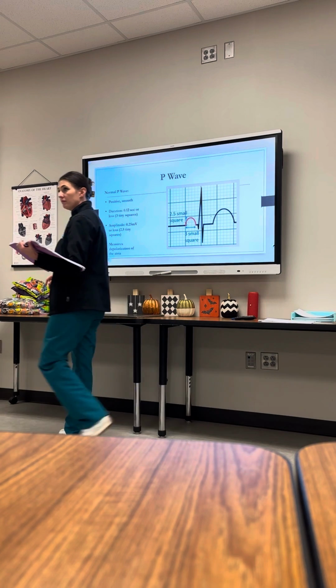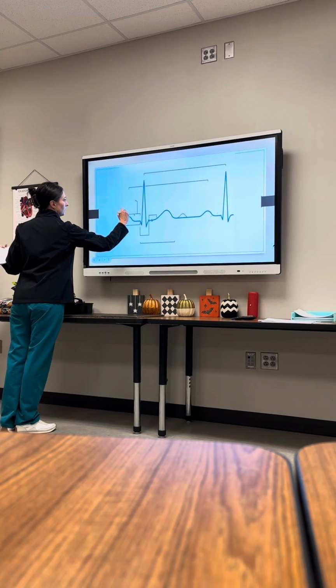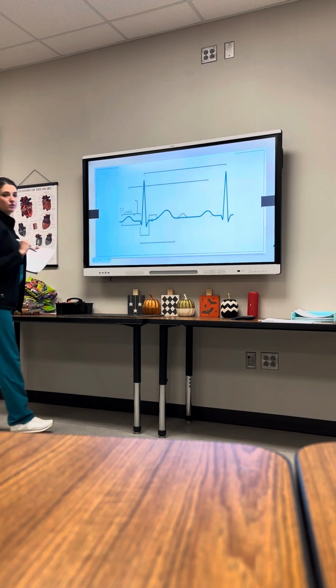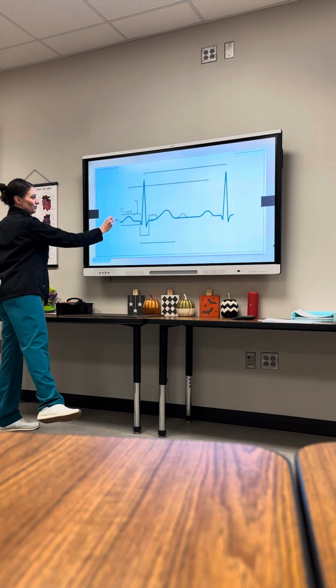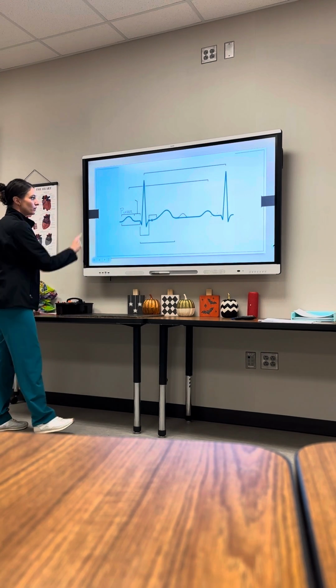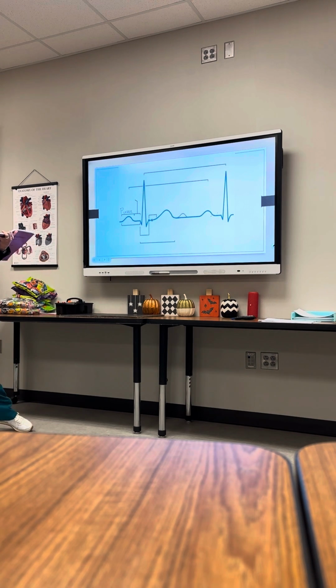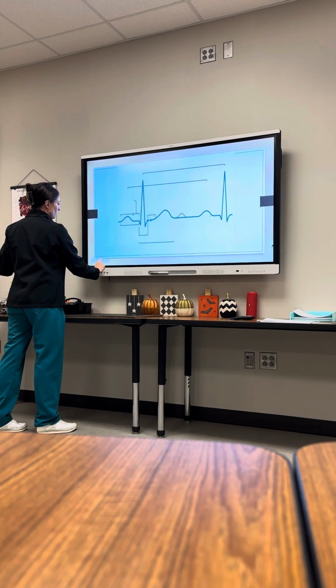Let's label it on page 49. Right there, you don't have to write the word wave, you can just put the P. But there's our P wave, our cute little P wave right there. What are we measuring in the P wave? The depolarization of the atria. Very good. Okay, let's keep rolling.